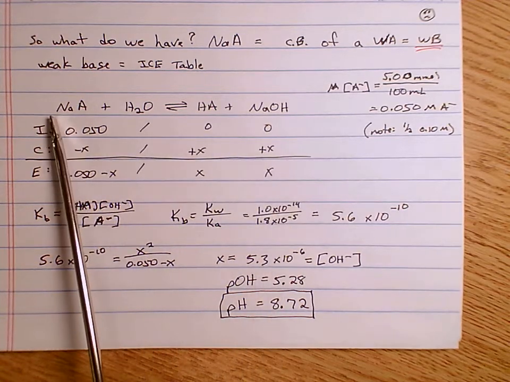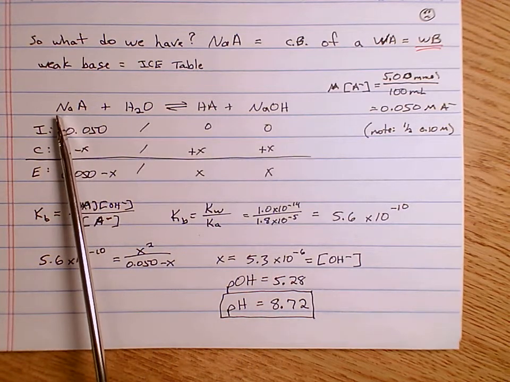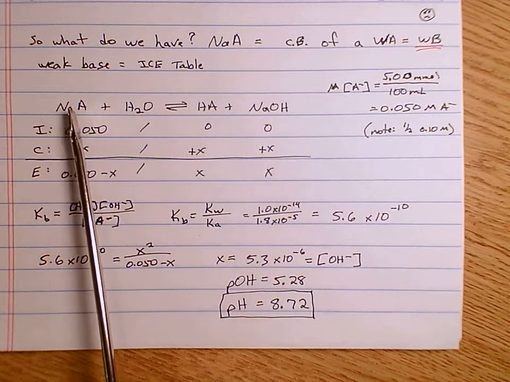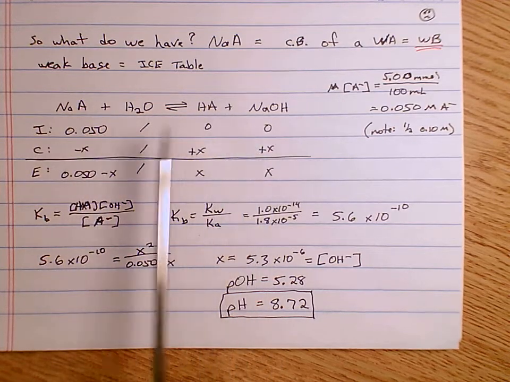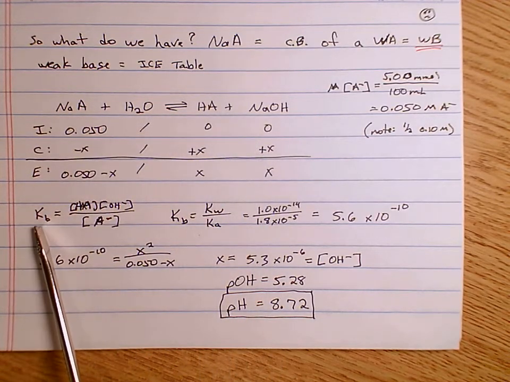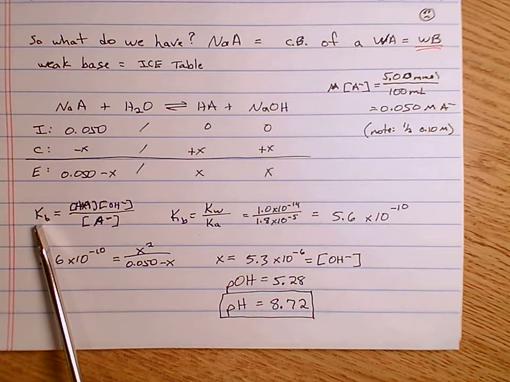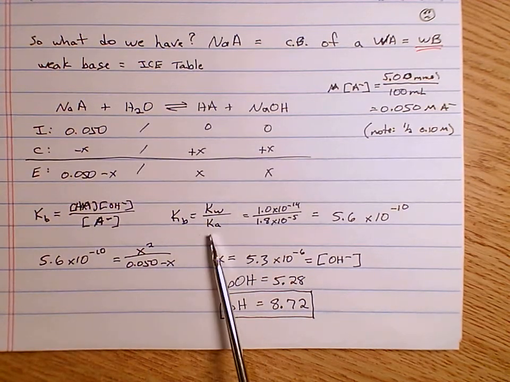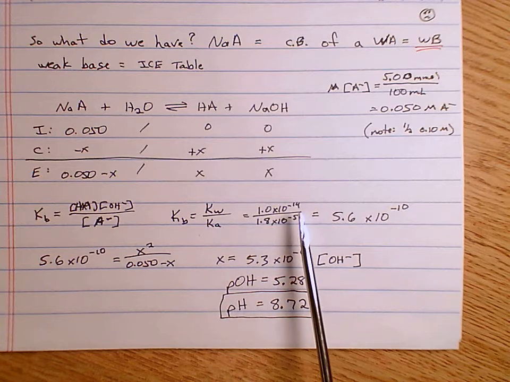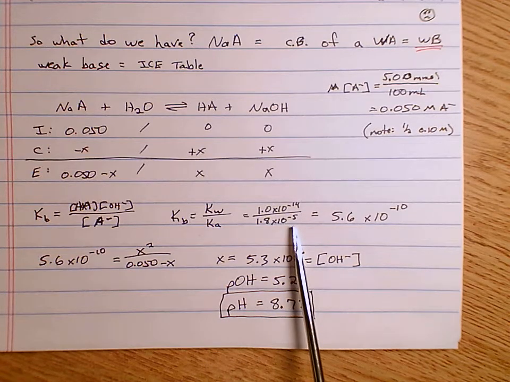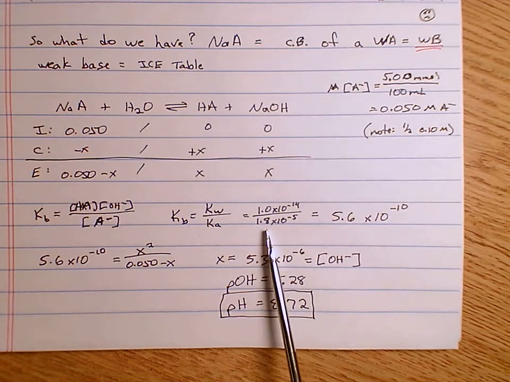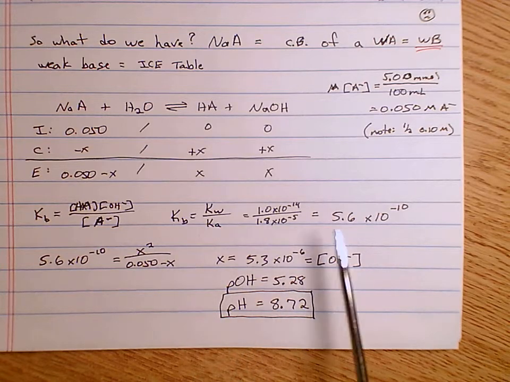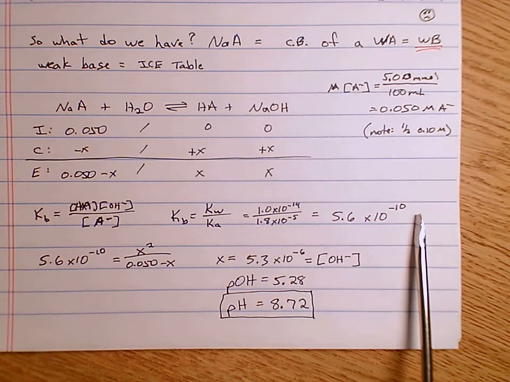But note, this is a base. So this is a Kb reaction, a base plus water. This is Kb. And we weren't given the value for Kb. We were given the value of Ka, 1.8 times 10 to the minus 5. How do we calculate Kb that we need for this reaction? Well, recall Kb equals Kw divided by Ka. 1 times 10 to the minus 14th divided by 1.8 times 10 to the minus 5, our Ka. Our Kb is 5.6 times 10 to the minus 10.